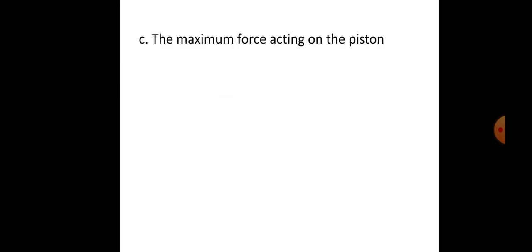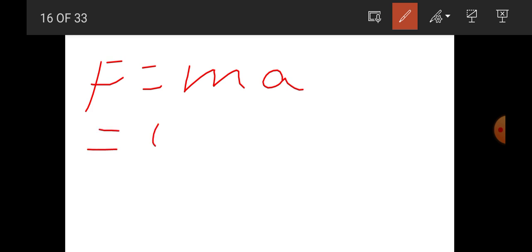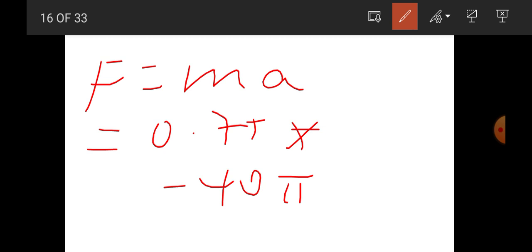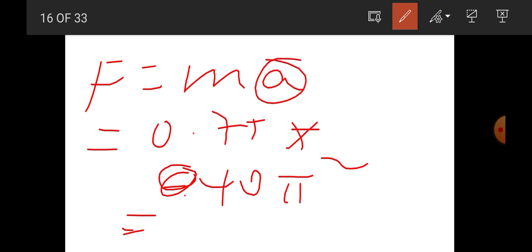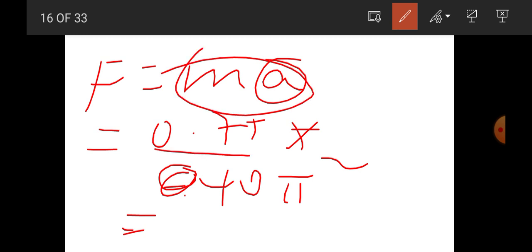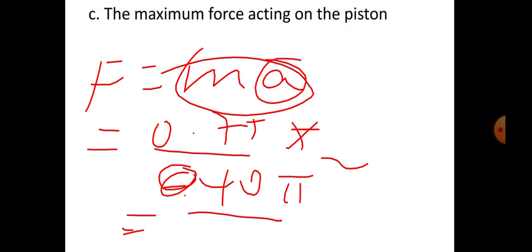Next, the maximum force acting on the piston. Maximum force. So to determine the maximum force is equal to mass times acceleration. Mass is 0.75. Acceleration is minus 40 pi square. We can omit the minus sign, because this minus sign only indicates that the direction of acceleration and the direction of displacement are opposite. To determine the magnitude of force, the maximum force is equal to mass times acceleration. Mass is 0.75 times 40 pi square.